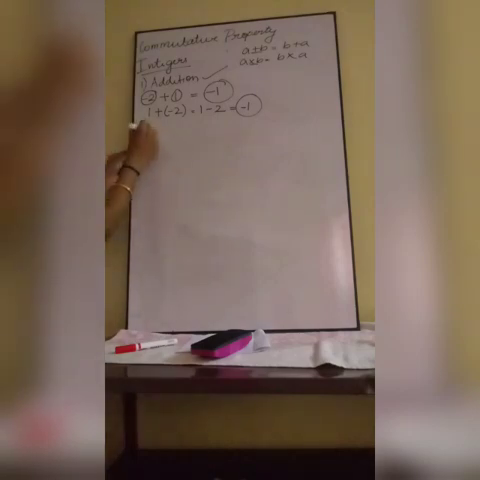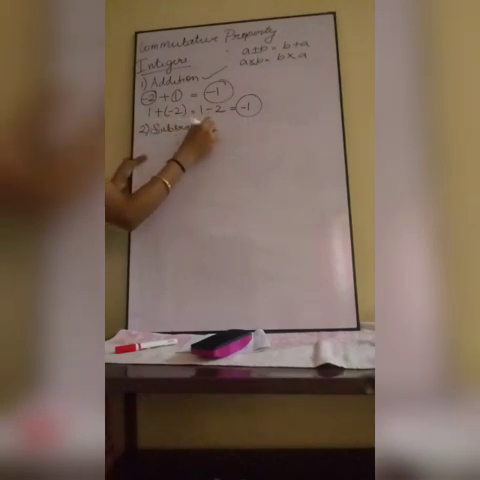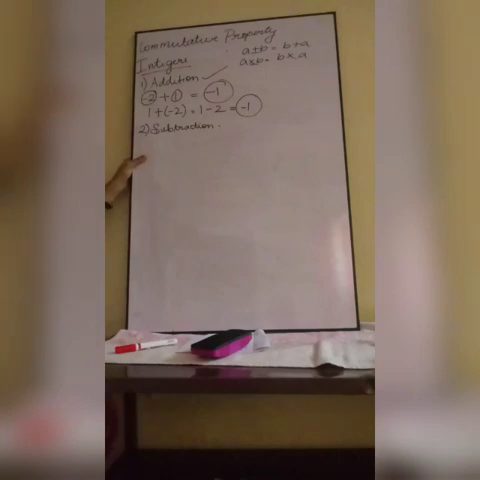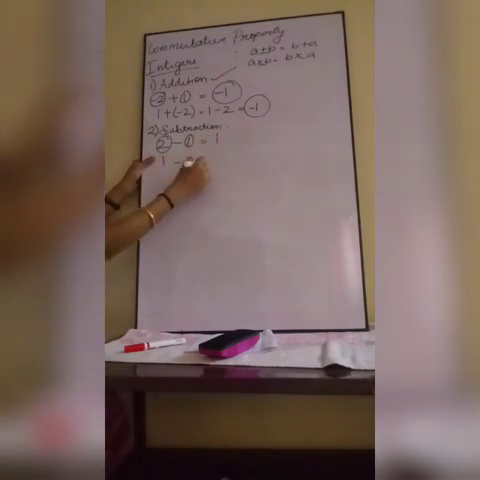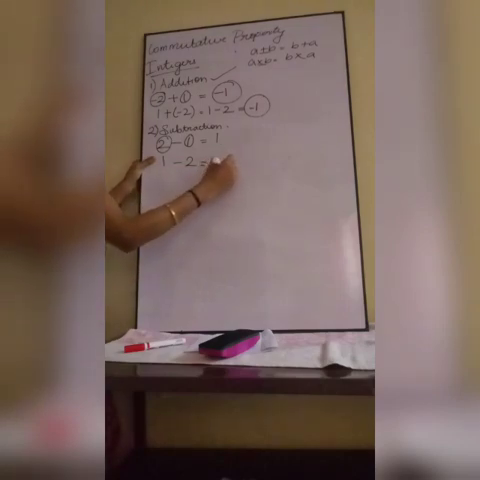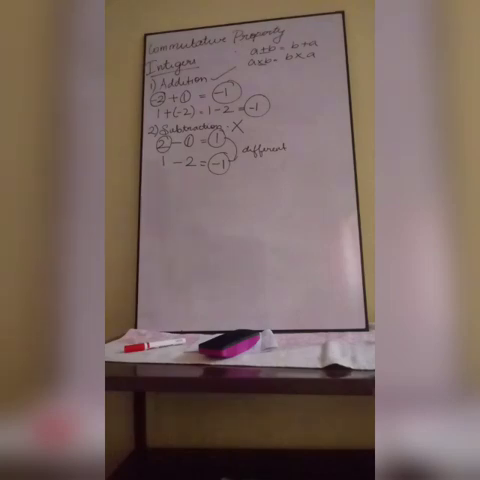Next, subtraction. We are going to take the subtraction operation and subtract two integers. Listen, 2 is one integer, subtract 1, which is another integer. 2 minus 1 is 1. Next, 1 minus 2 is minus 1. Both are different. So integers are not commutative under subtraction.